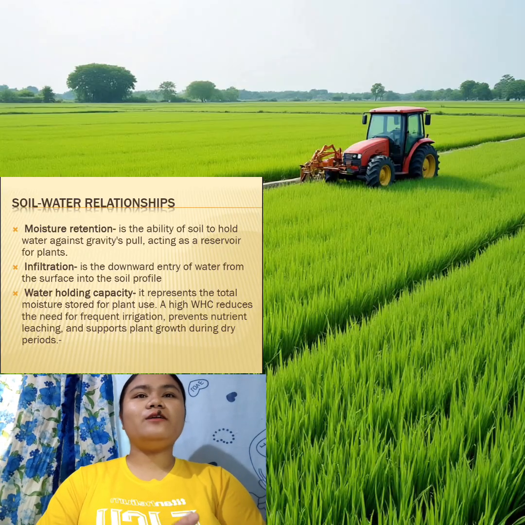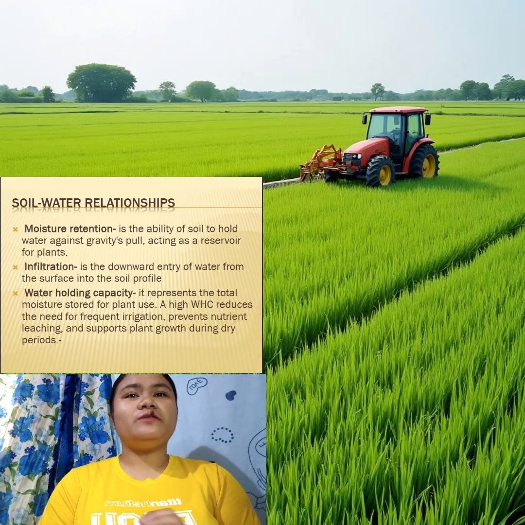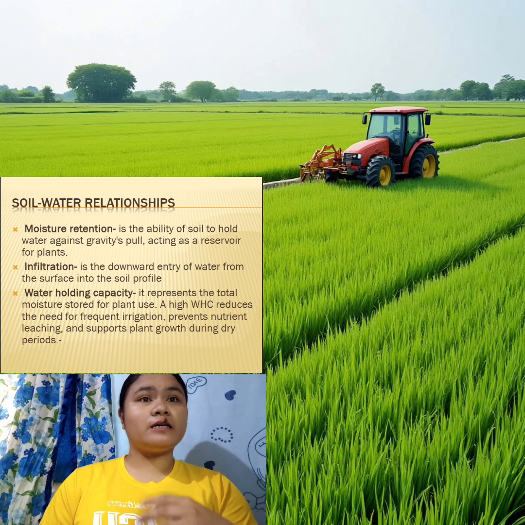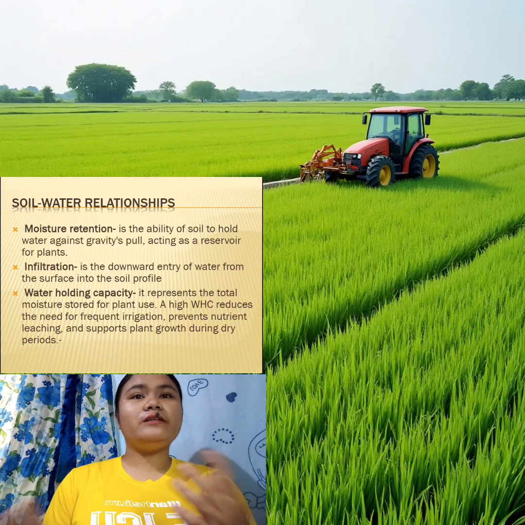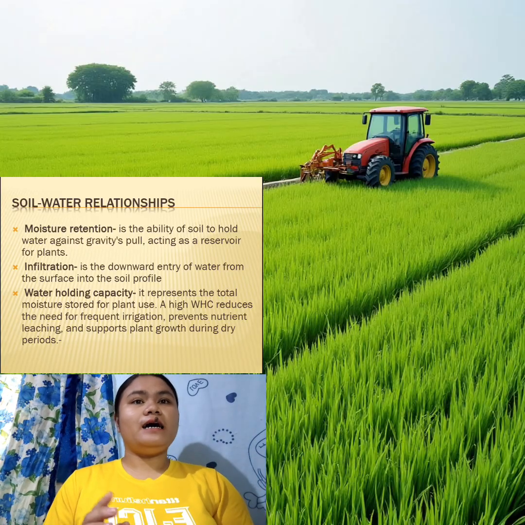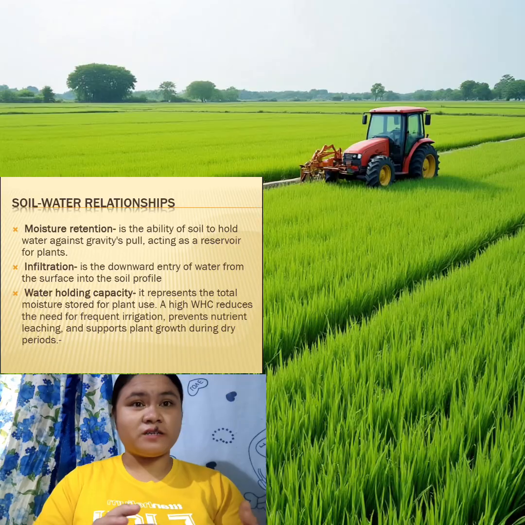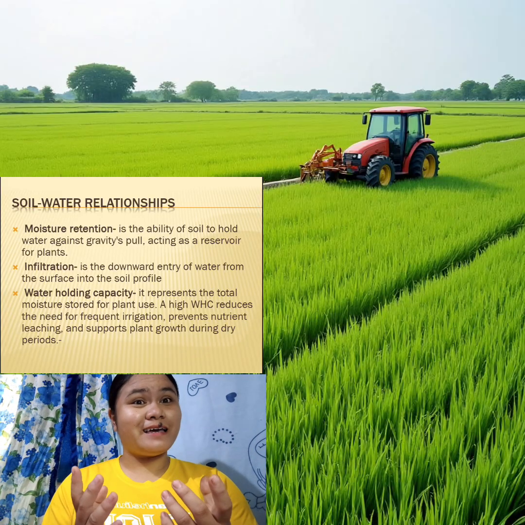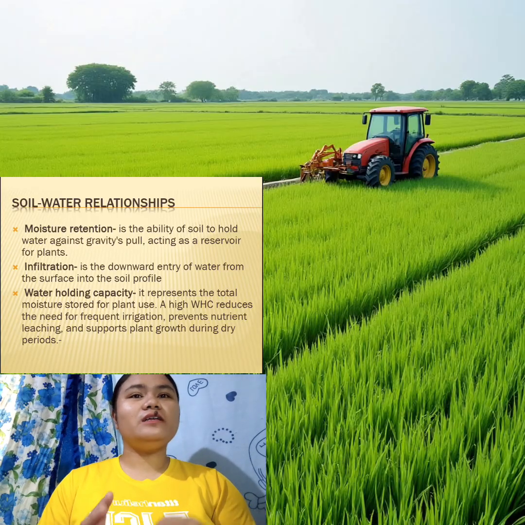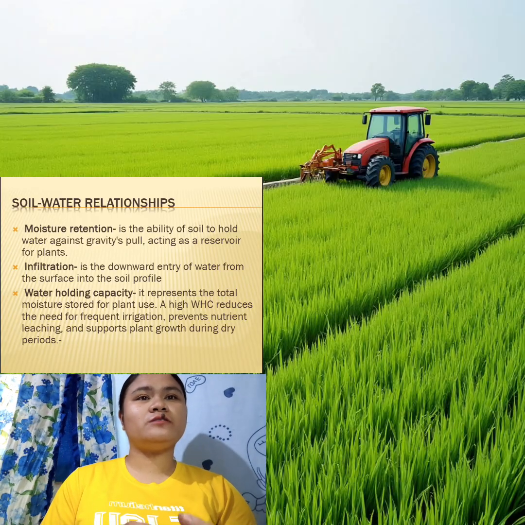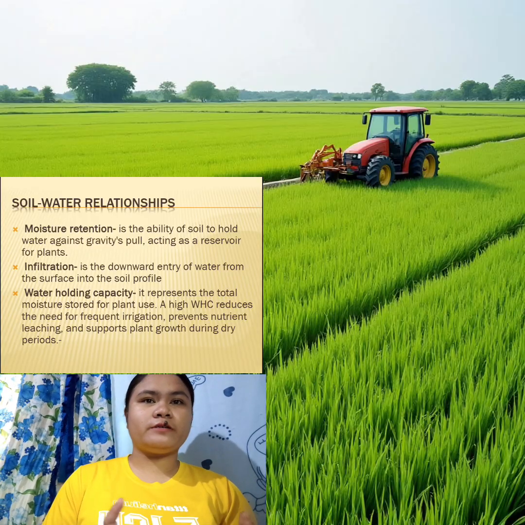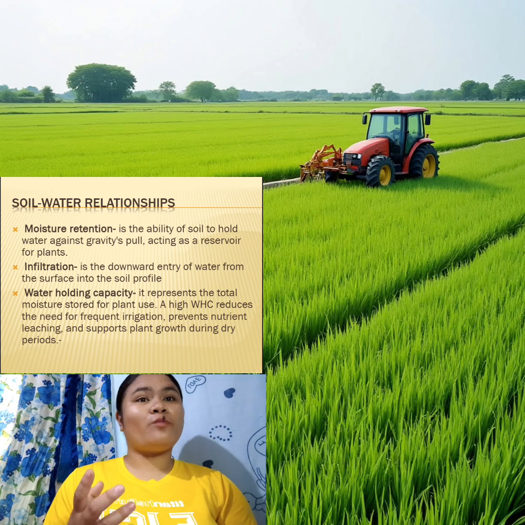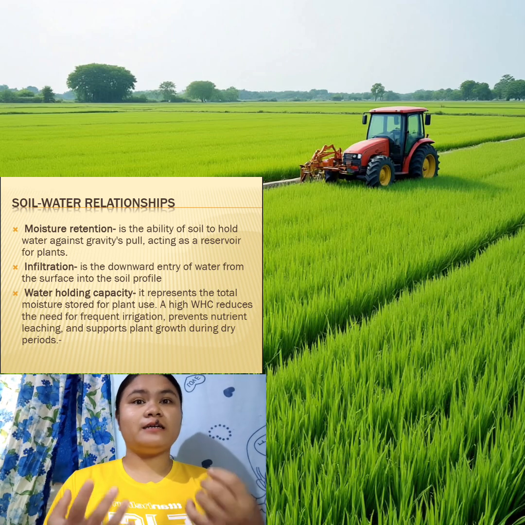The second concept is infiltration. Infiltration is the downward entry of water from the surface into the soil profile. When the rain falls or irrigation is applied, not all of it stays on the surface. Some of it seeps into the ground, and that is called infiltration. Good infiltration means the water reaches the root zone where crops need it most. Poor infiltration leads to runoff and erosion, which wastes the water and degrades the land.